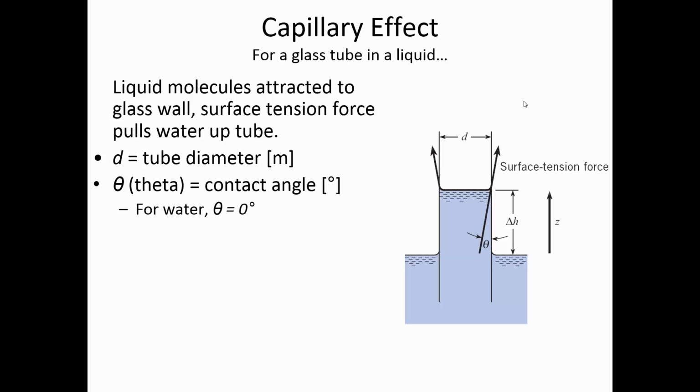And then there's something called the contact angle or the wetting angle. And it depends on what the tube is made out of and what the liquid is. For water that's touching glass, we can assume that the contact angle is 0 degrees. But there are other contact angles, for example, mercury and glass would have a different contact angle. But I think most of the problems we're going to do are going to be for water and glass. And so we'll use a contact angle of 0 in those instances.